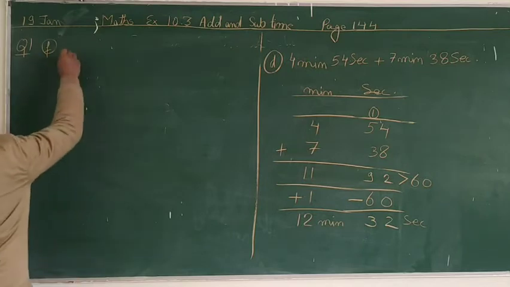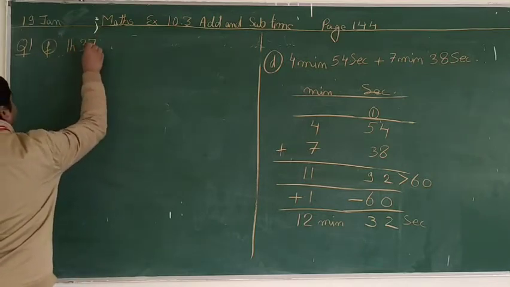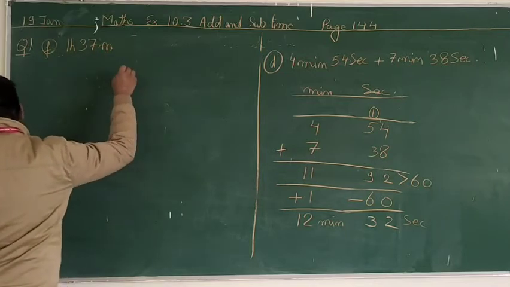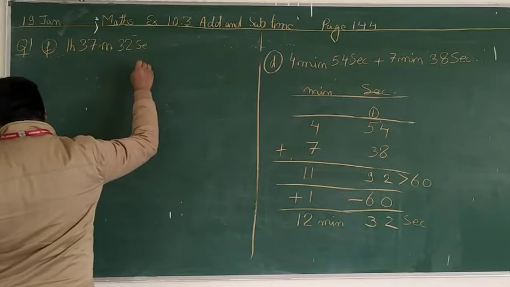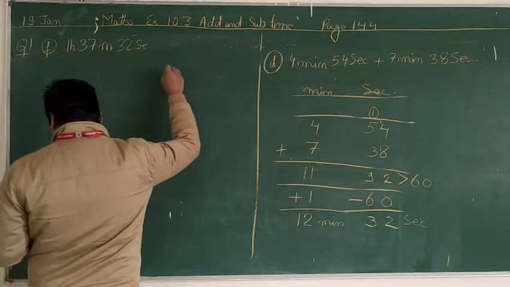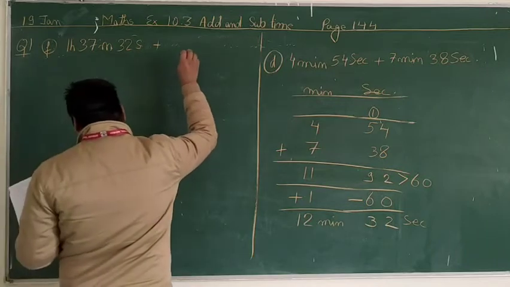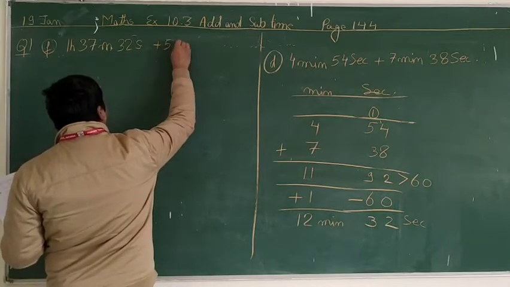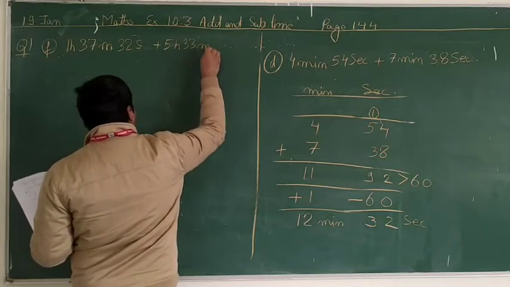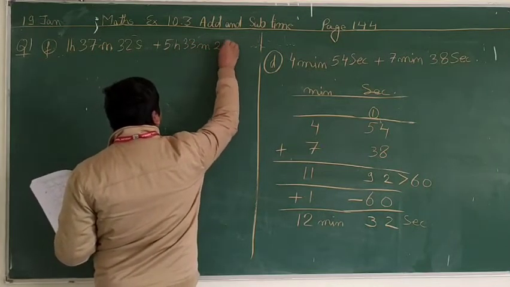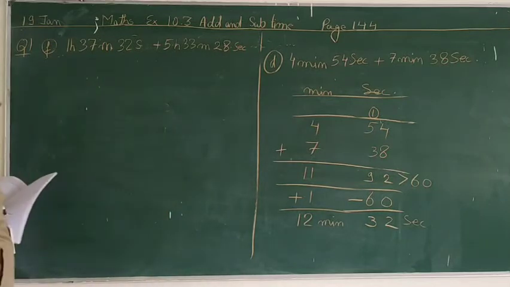In the F part we have 1 hour 37 minutes 32 seconds plus 5 hours 33 minutes and 28 seconds. Now we have to add them.